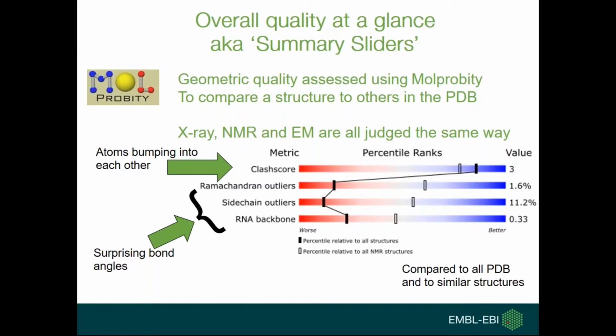And you can see there's a filled in bar and an open bar on there. That's compared to, in this case, the full bar is all structures in the archive, and because this is a structure determined by nuclear magnetic resonance, all other structures determined by the same technique. For X-ray crystallography, it's similar structures of the same resolution, or similar resolution.